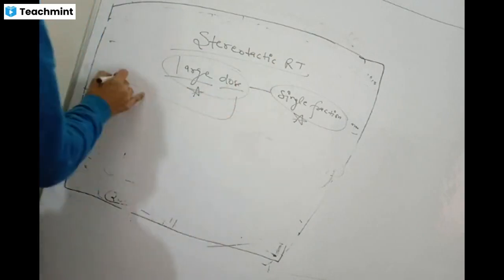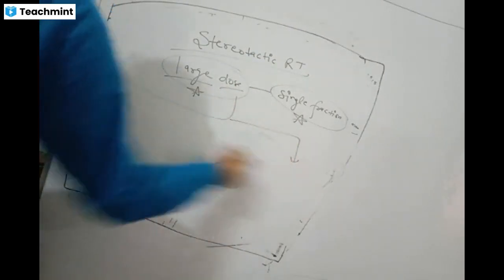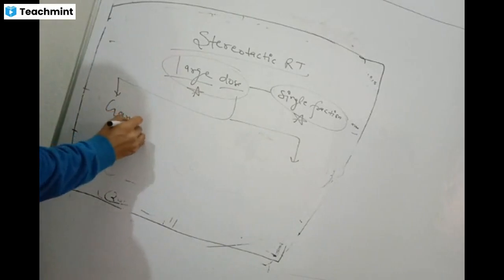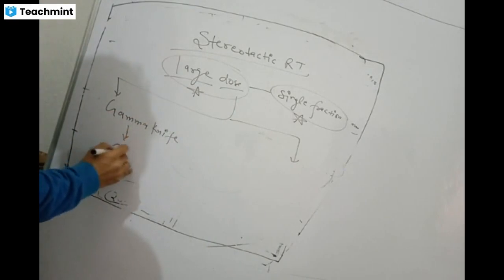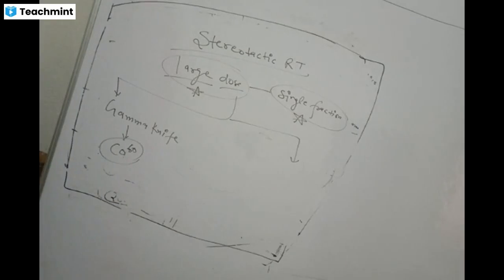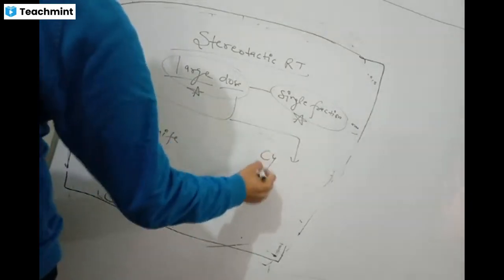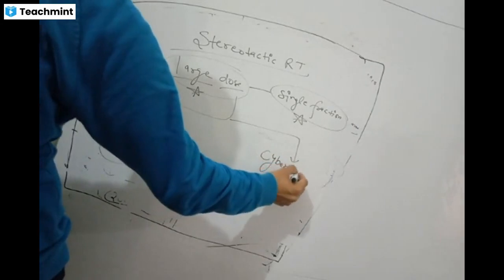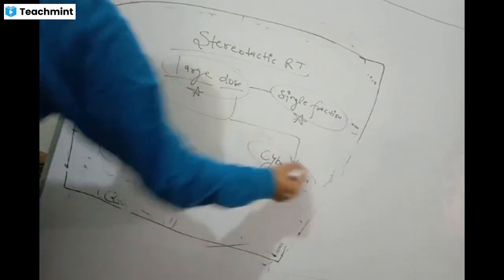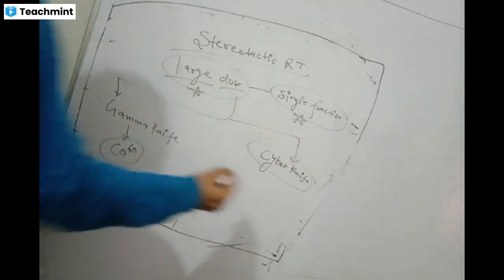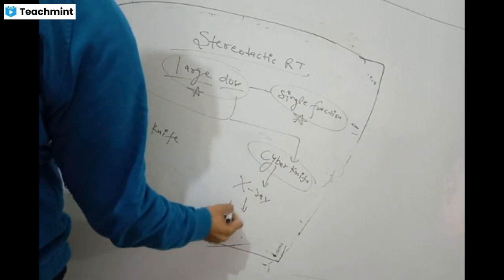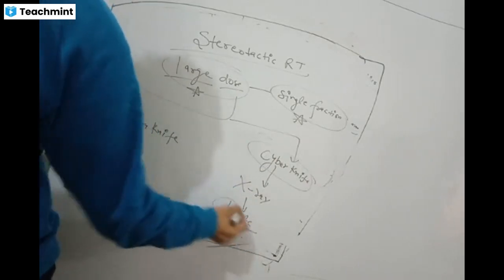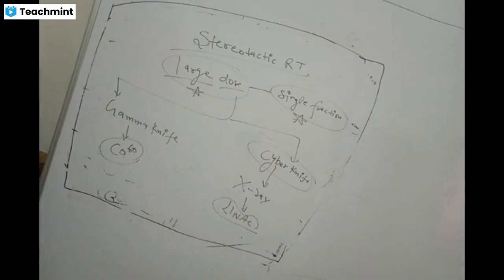This stereotactic radiotherapy may use the gamma knife. Gamma knife is nothing but your cobalt 60. And the other is called the cyber knife. In the cyber knife, we are using X-rays, and they are produced by the machine, the linear accelerator.